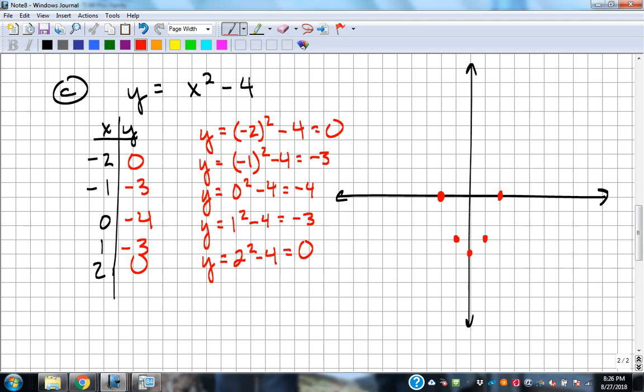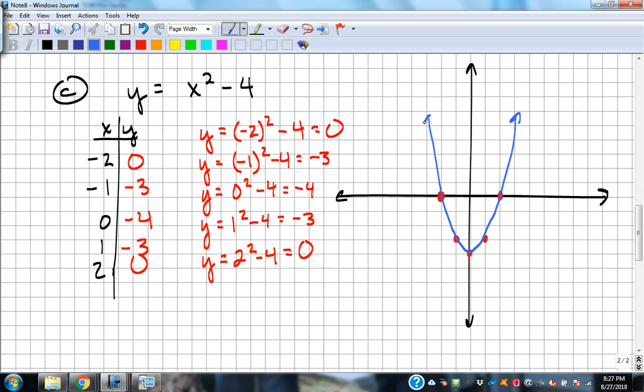If I picked another x value to the left here, like -3, -3 squared is 9. 9 minus 4 is 5. So I would have this point up here at 5. It's just making a big U. It's like a big U is what kind of shape it makes. It looks something like that.